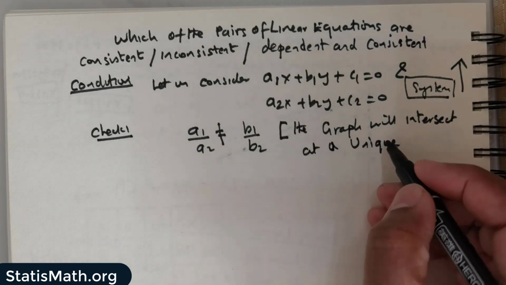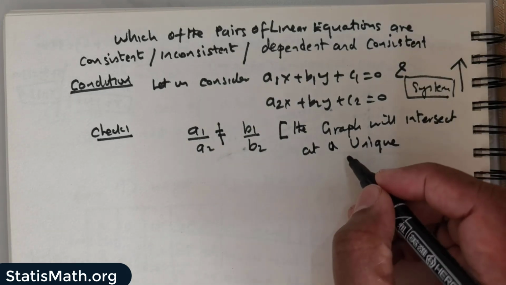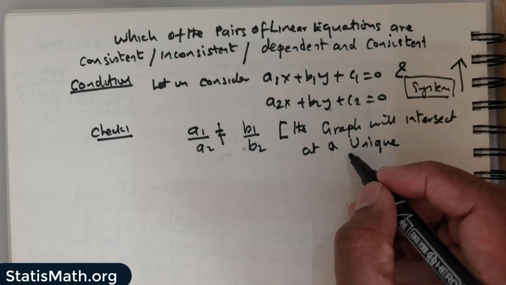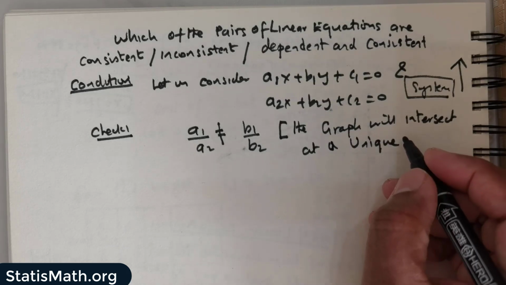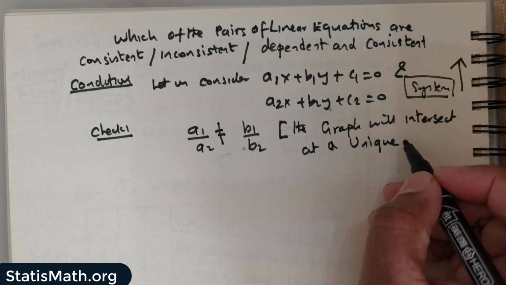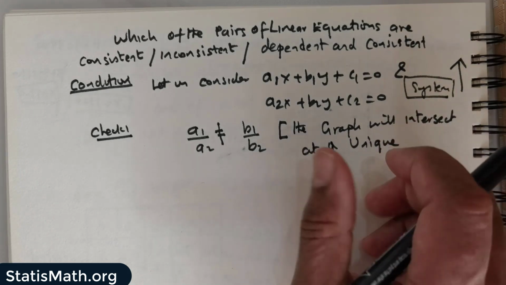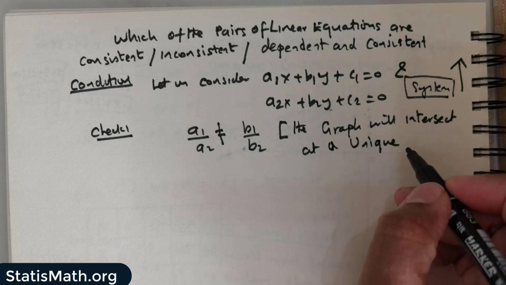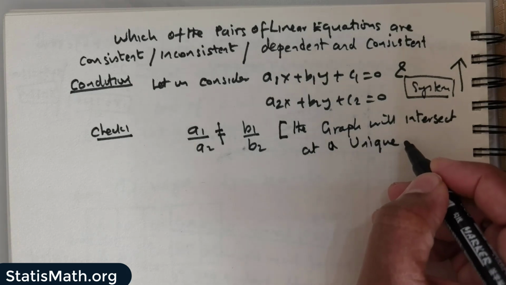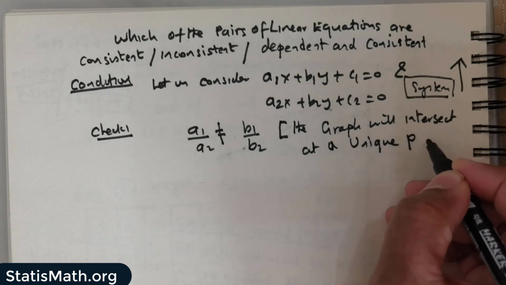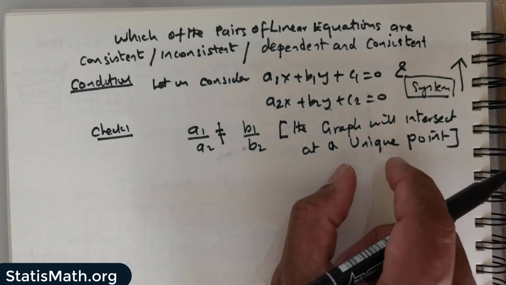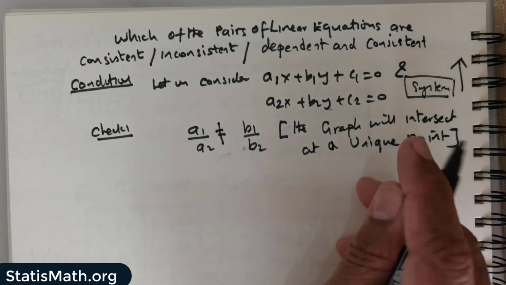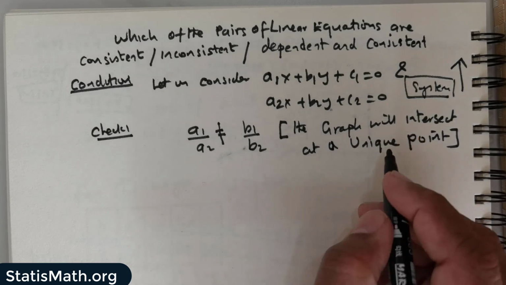Of course, I'm using an indefinite article. You can also use "an". It doesn't matter whether you use "a" or "an" because we are not studying the language of English, but the language of mathematical communication. So the graph will intersect at a unique point. When I say unique point, you wouldn't have any other intersection apart from this.